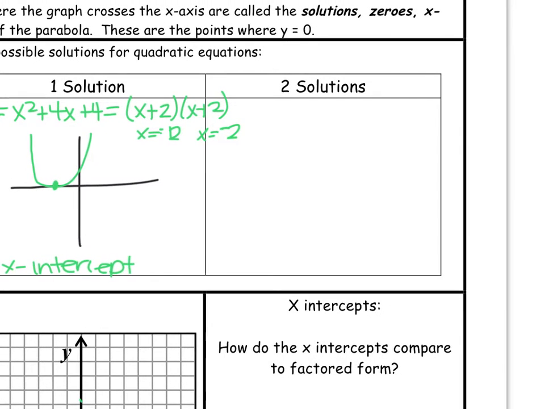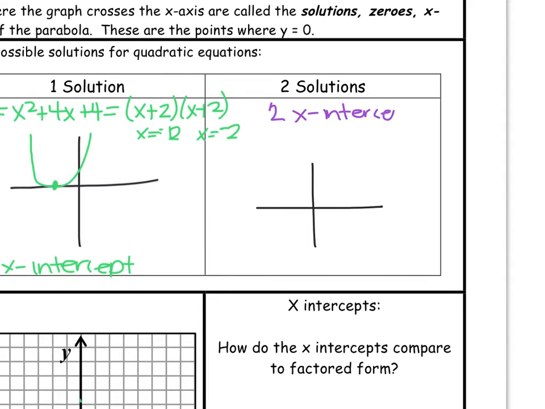And finally, the last one is two solutions. So if 0 solutions has no x-intercepts and one solution has one x-intercept, then we can just conclude that two solutions has two x-intercepts. And that's pretty much what we've been working with so far in this unit when we've been doing our factoring. So if we have an equation or a parabola and it crosses the x-axis here and here, what would that look like?